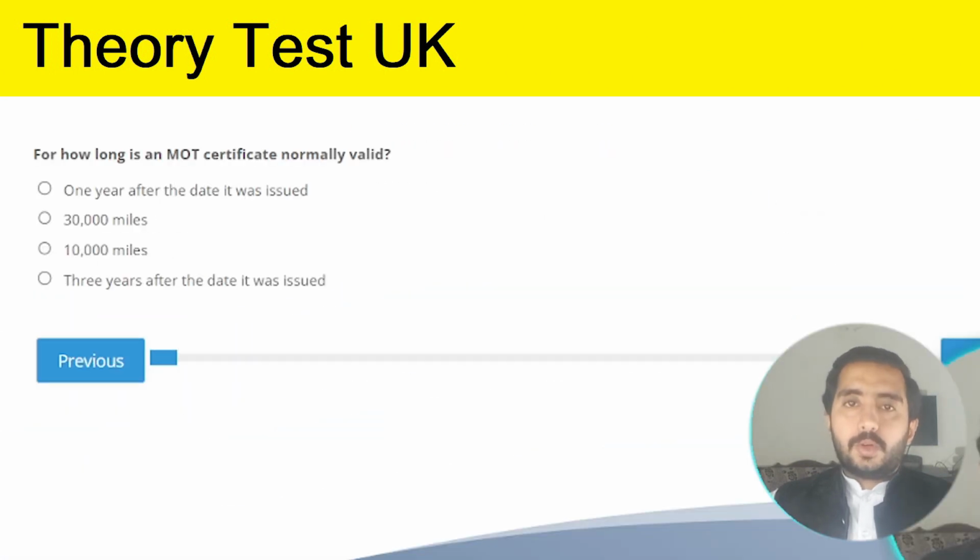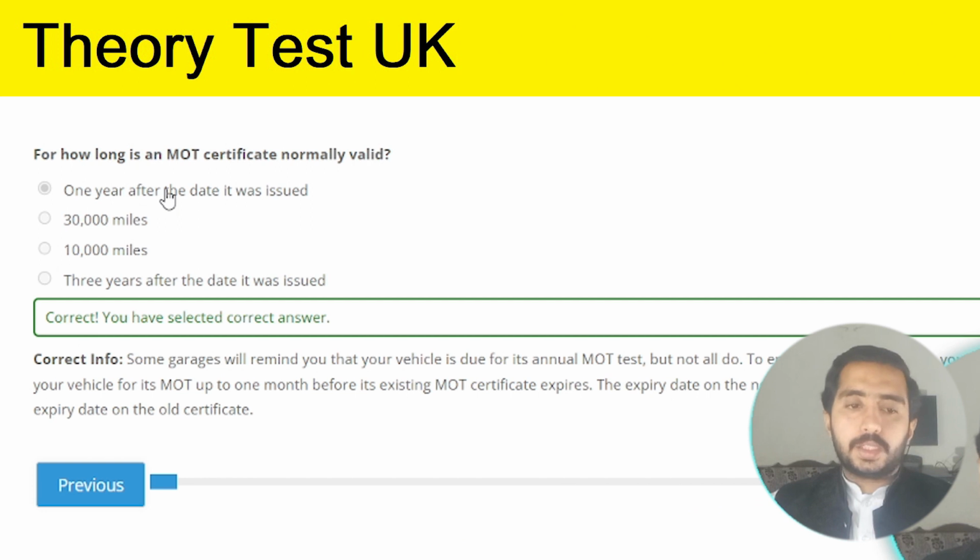So our first question of this documents test is, for how long is an MOT certificate normally valid? An MOT certificate is normally valid for 1 year after the date it was issued. Option A is the correct one.